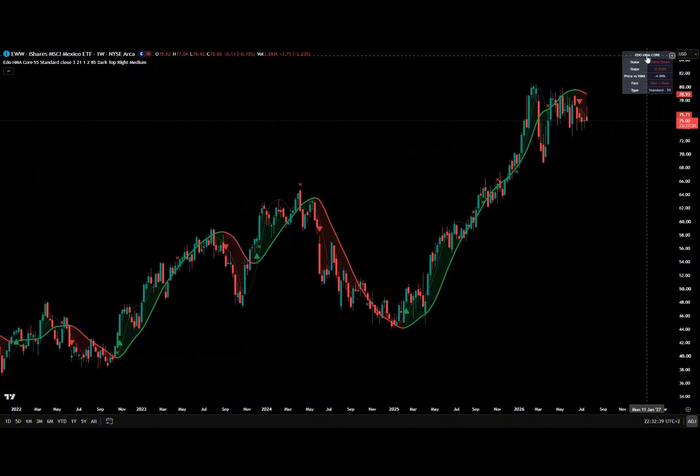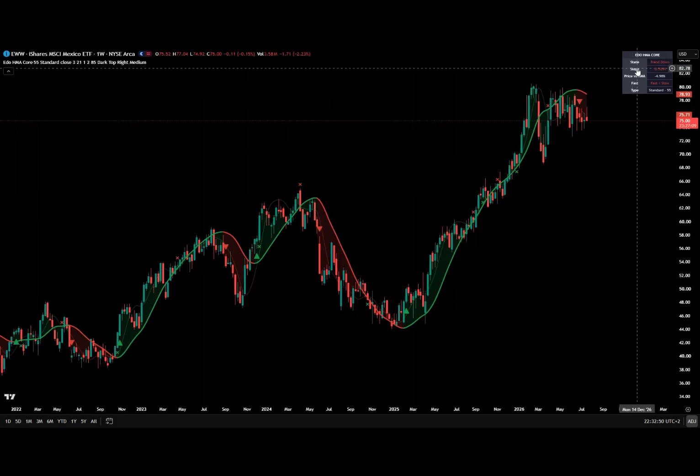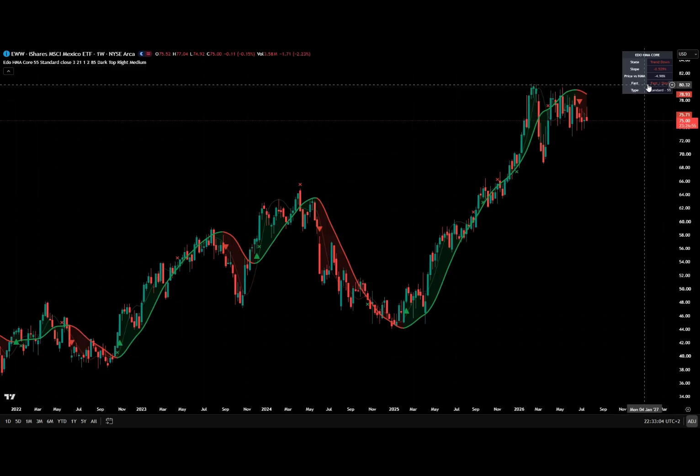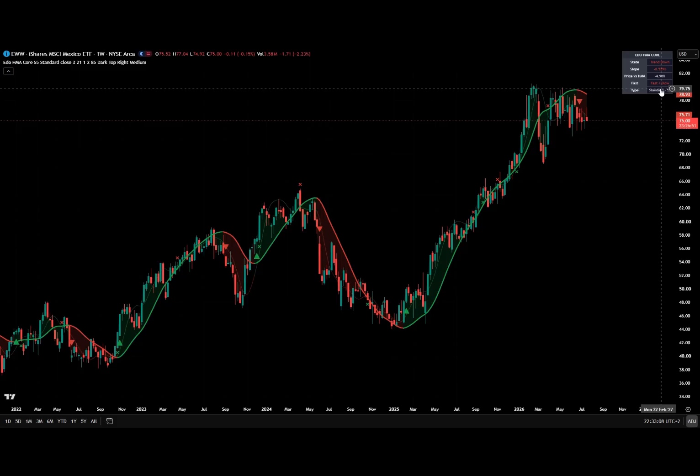All of it is summarized in the panel, in the top right corner. The first row is the state, trend up, trend down, or flat. The second is the slope itself, as a percentage, so you see not just the direction but how steep it is. Then price versus HMA, the distance we just saw in the fill. And the fast row, and the type and length in use, so you always know which settings you are reading.